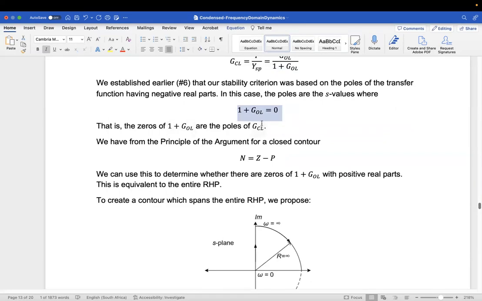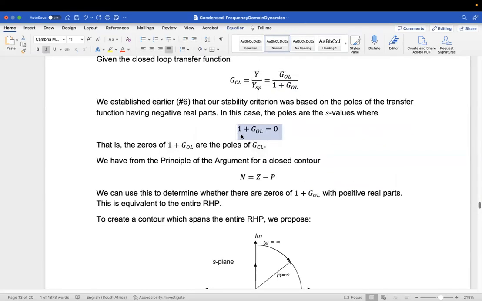And so we can say that the zeros of this function are the poles of G closed loop. So the poles of G closed loop are where we have the zeros of 1 plus G open loop. So we'd like to know about the zeros of this function, and we want to know that those zeros have negative real parts. Now, we've just looked at the principle of the argument. It says if we have a closed contour, then the number of encirclements of our function equals z minus p. So we'd like to use this.